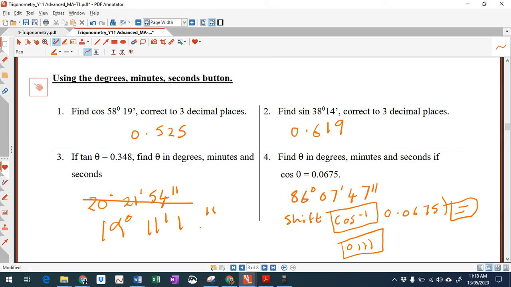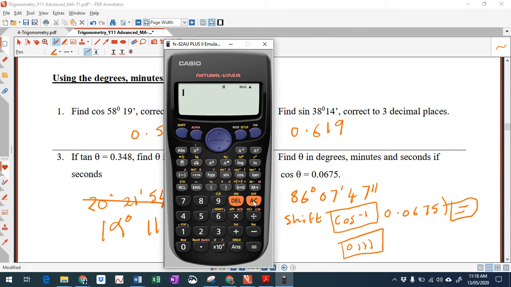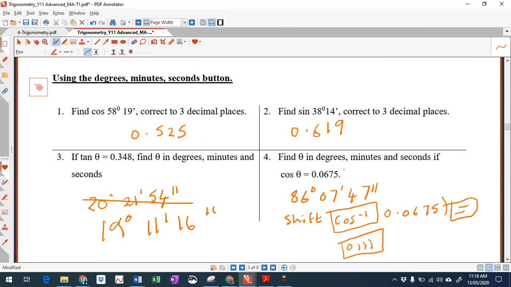Okay, 16. All right, let's just double check the other one. Make sure I got that one right. Okay, so Shift, cosine, 0.0675, close bracket, equals 87 degrees, 7 minutes, 47. Yeah, that's correct because that's past the 0.5 mark. That's okay. All right, so let's move on.